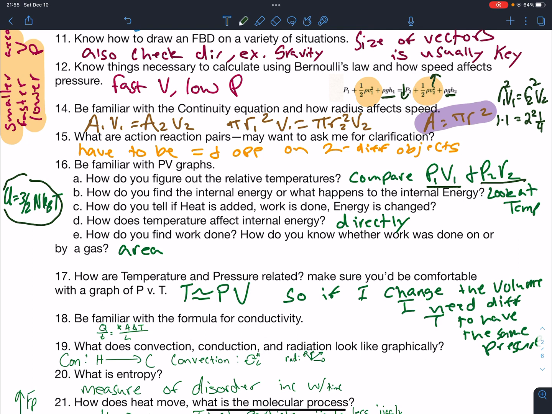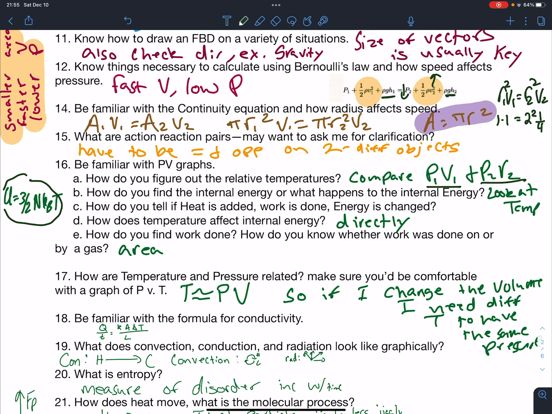How do you tell if heat is added, work is done, or energy is changed? So work is done is fairly easy. There's area under the line. If there's area under the line, work is done. Energy is changed. Then that means that the temperature is changed. So the easiest way to see if heat is added, and this is not the only way that heat can be added, but you definitely added heat if you did no work and the energy changed. So if the energy changes and there's no work being done, like a vertical line, then heat has either been put into the system or taken out of the system.